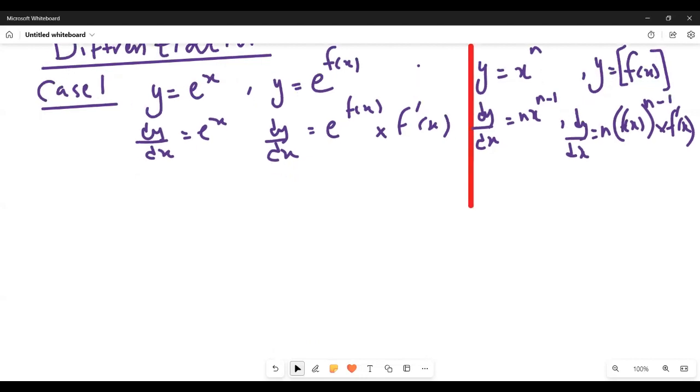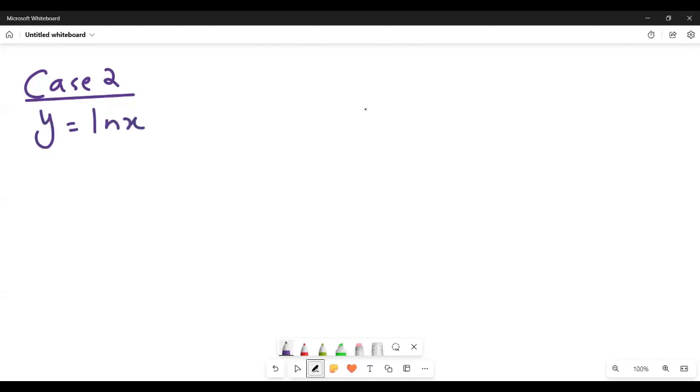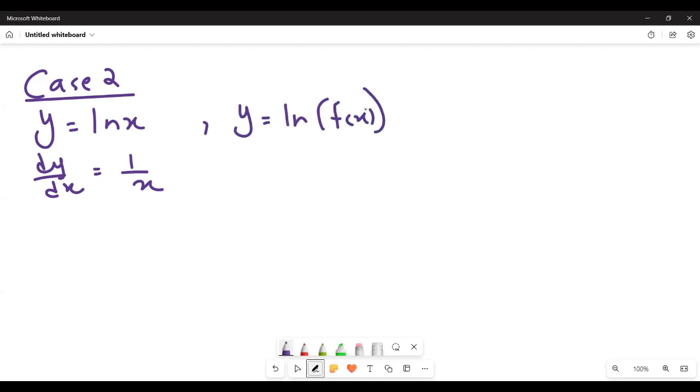Today, we're going to study the second case, which is, in simpler terms, if y is equal to natural log of x, then dy over dx is 1 upon x. However, if y is equal to ln f(x), then dy over dx would be 1 upon f(x) times f prime x.